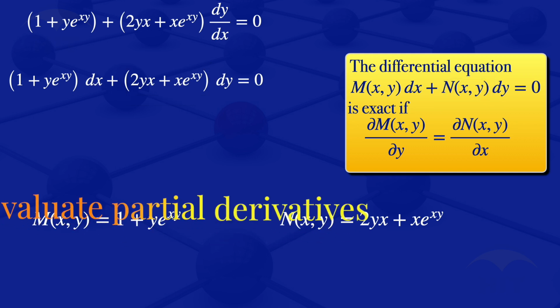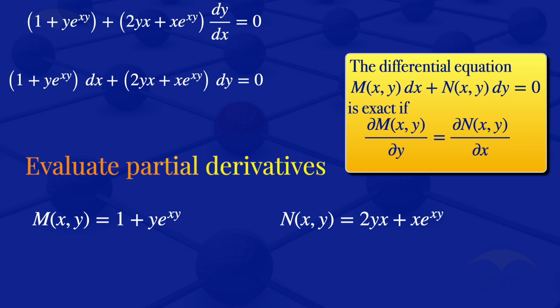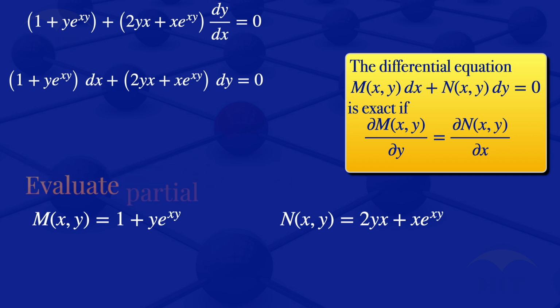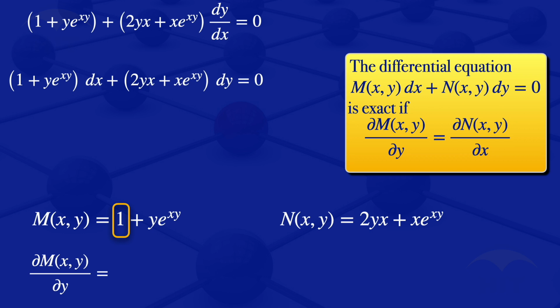I will now evaluate the partial derivative of M with respect to y. We are looking at the first part, differentiating with respect to y. The first part is a 1. It's a constant. A constant differentiated with respect to y, we just have a 0.